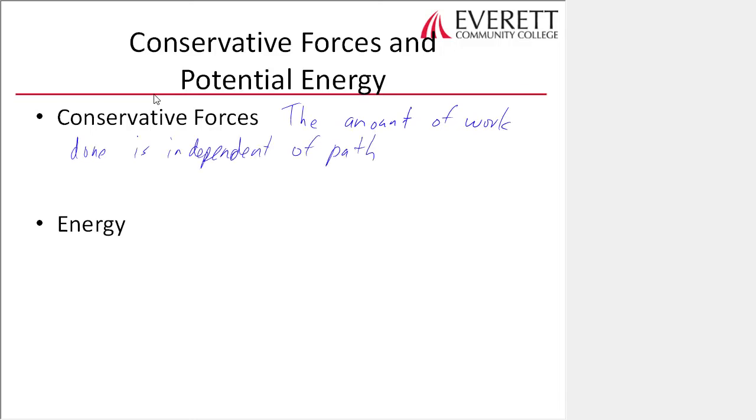The way that we write this is just the integral over a circular path, pretty cool little symbol, the integral over a circular path of f dot dr equals 0. Another way to say it is work is conserved.